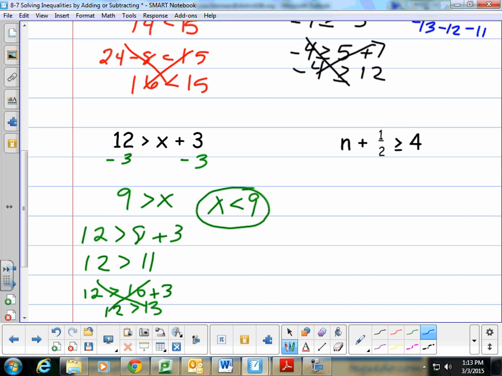Again, on the other side, we have a number plus 1/2 is greater than or equal to 4. So we're going to undo adding 1/2 on both sides. And we get that the number is greater than or equal to 3.5.